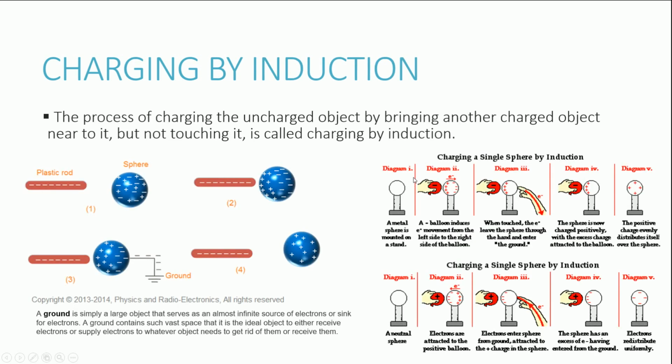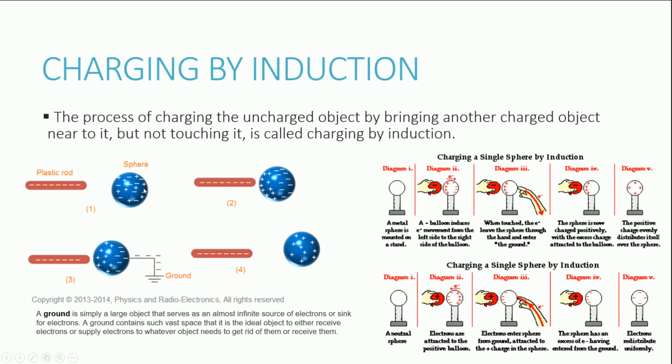If we look at charging by induction, this is probably the most important for your course. The process of charging an uncharged object by bringing another charged object near to it, but not touching it, is called charging by induction, right? So you bring a charged object, for example this plastic rod that has a negative charge overall, close to this metal conducting sphere, which is overall neutral. It's got the same amount of positive charge as it does negative charge, right?